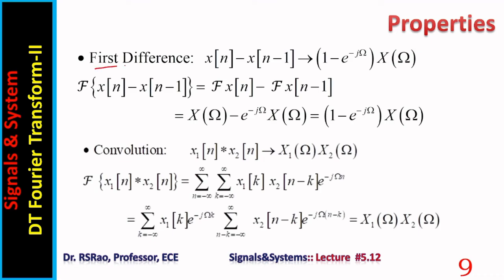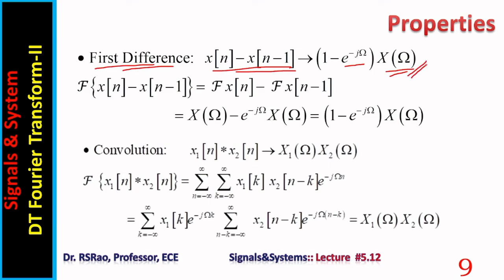Another property, first difference property. The transform of the difference x of n minus x of n minus 1 is equal to 1 minus e power minus j omega multiplied by X of omega.